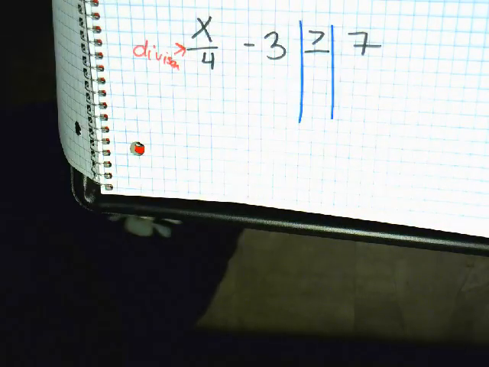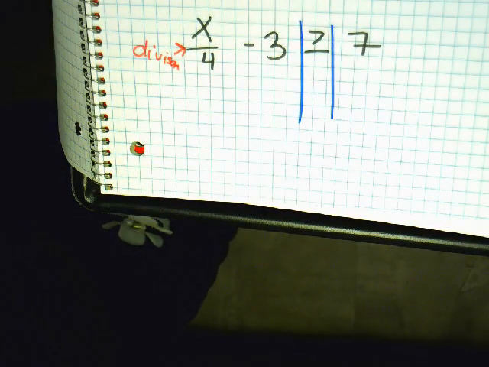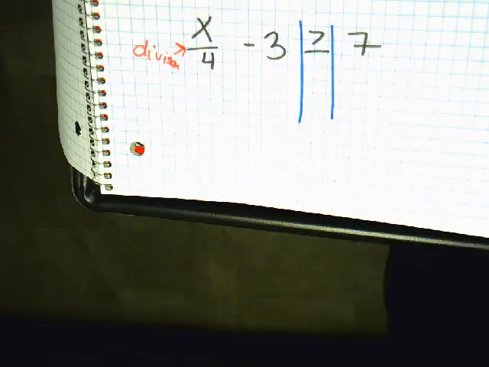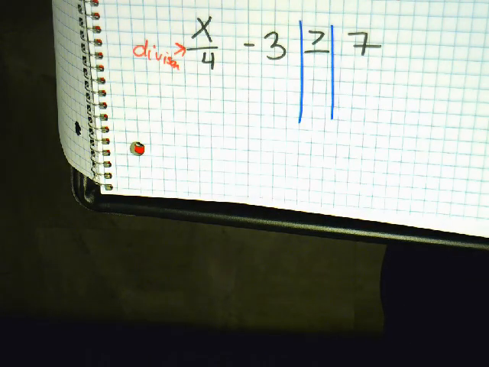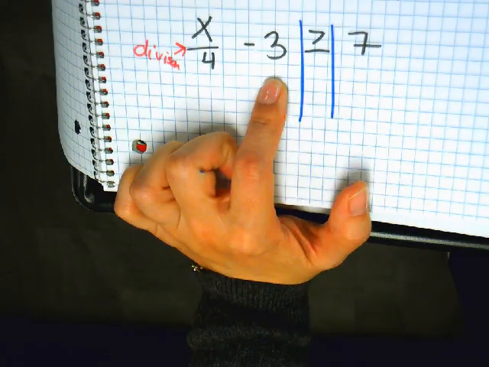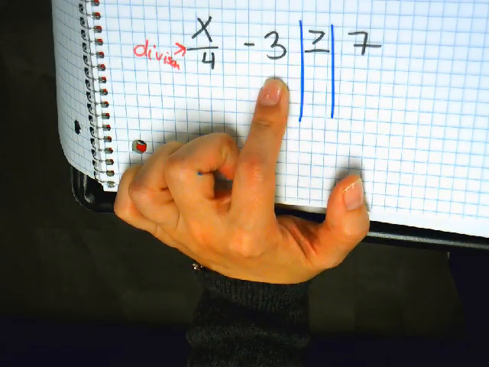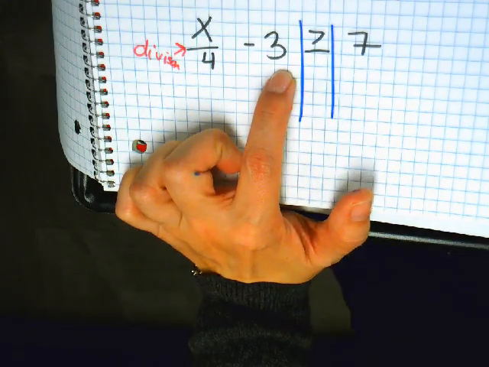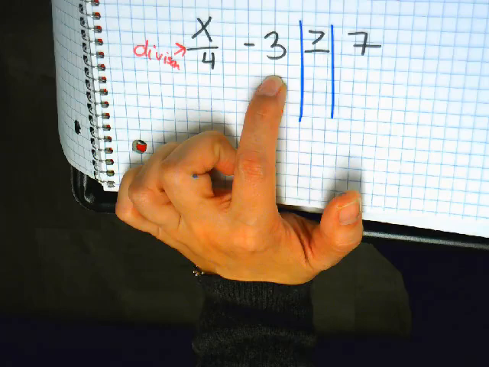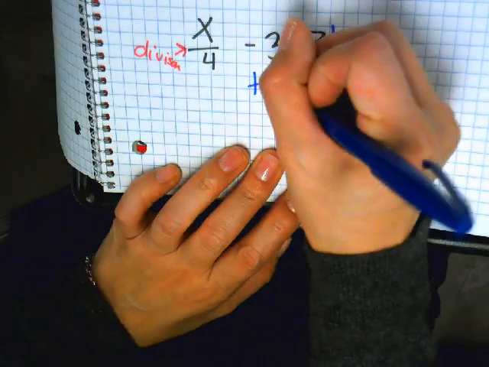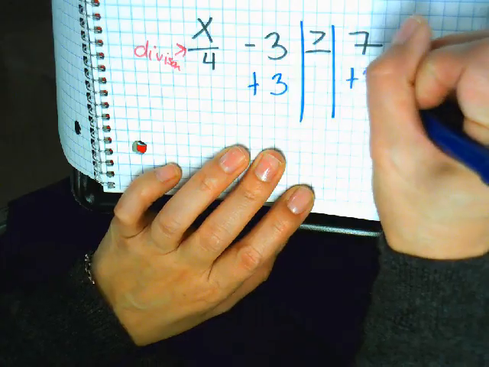Which number do I move first? The 3. The 4 is like right beneath the x. It's real close. The 3 is still a little bit further. How do I move a minus 3? Not positive. Minus 3. Addition. So I'm going to add 3, add 3.